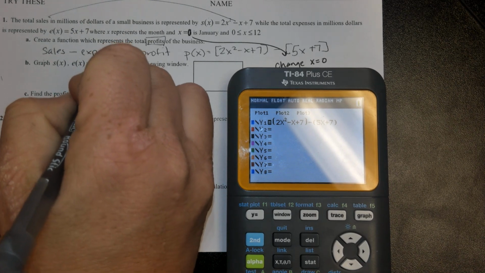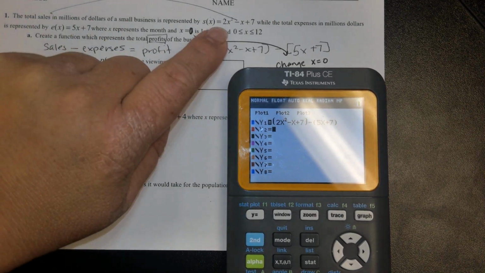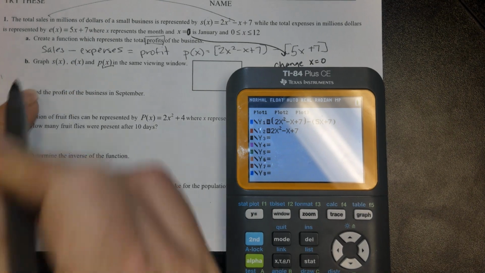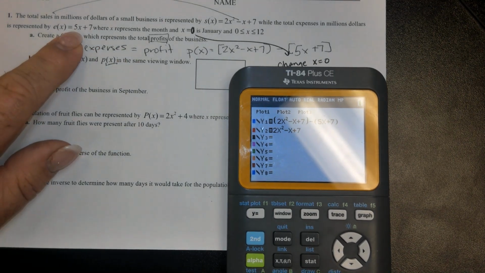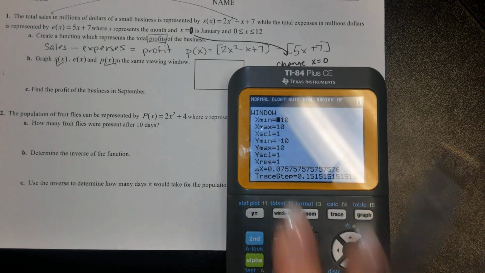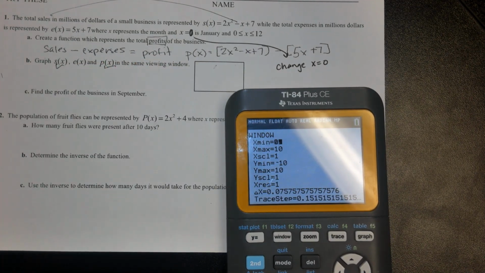So I've taken care of doing the profit. Let's do sales second. So sales is going to be 2x squared, subtract x plus 7, and finally is going to be expenses, which is 5x plus 7. Profit is first, sales second, expenses. Now go to Windows, and we're going to do our window, the domain between 0 to 12. And then we're going to go zoom fit.